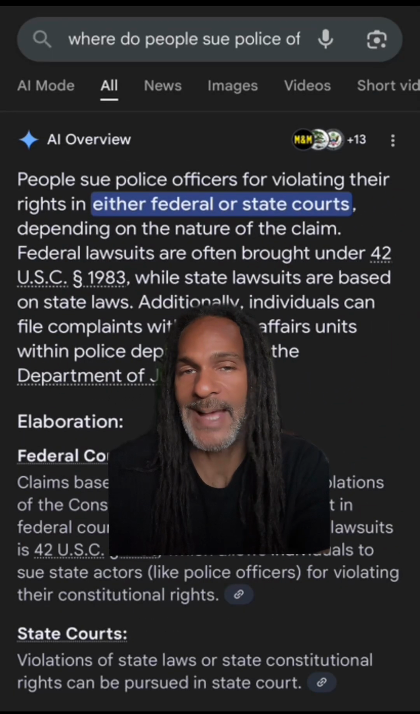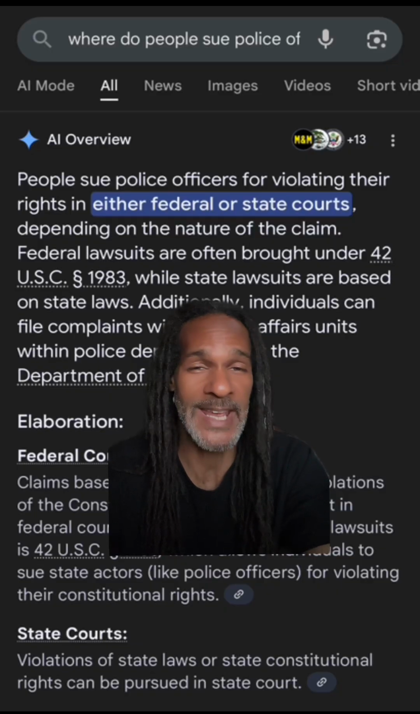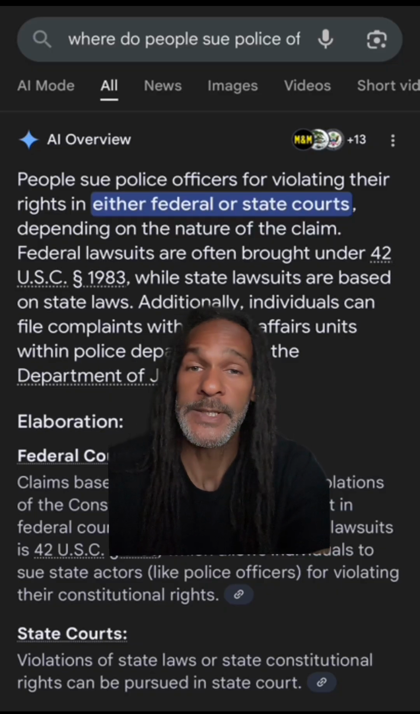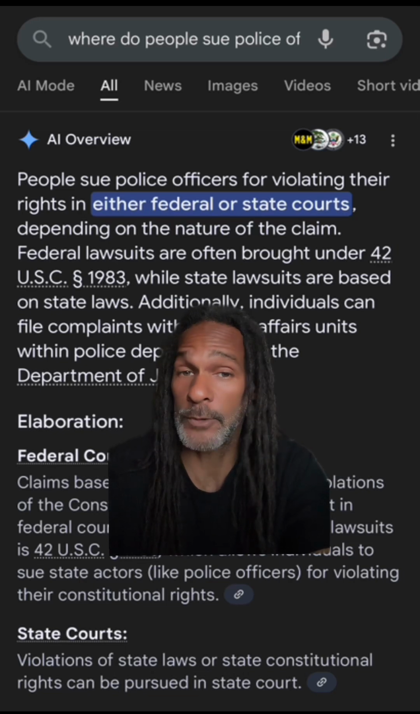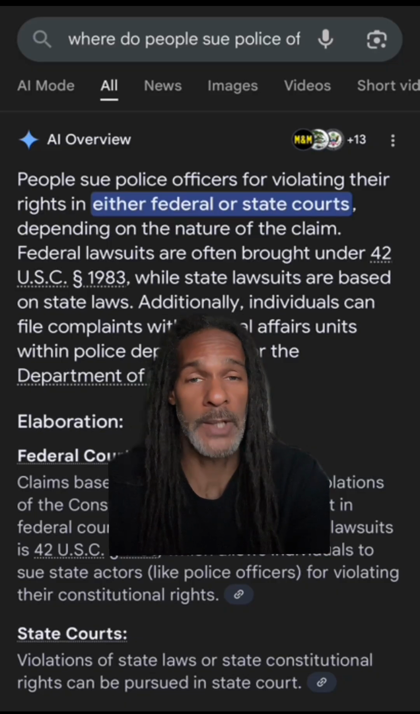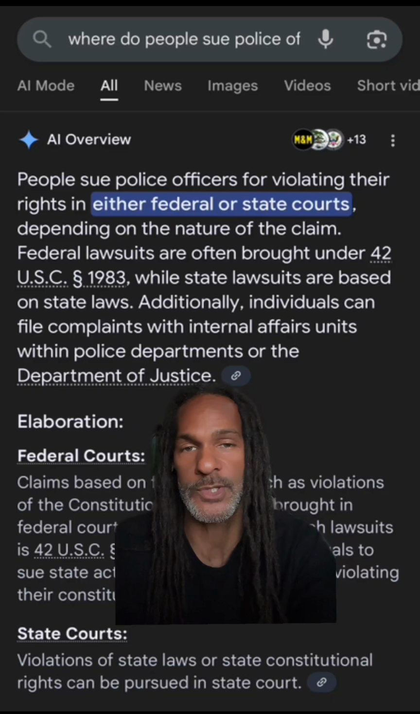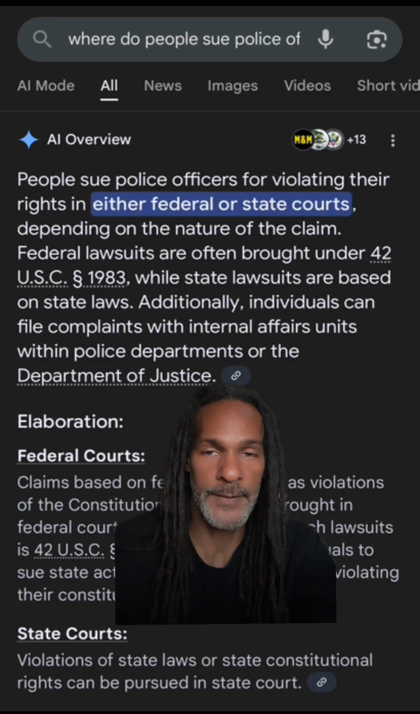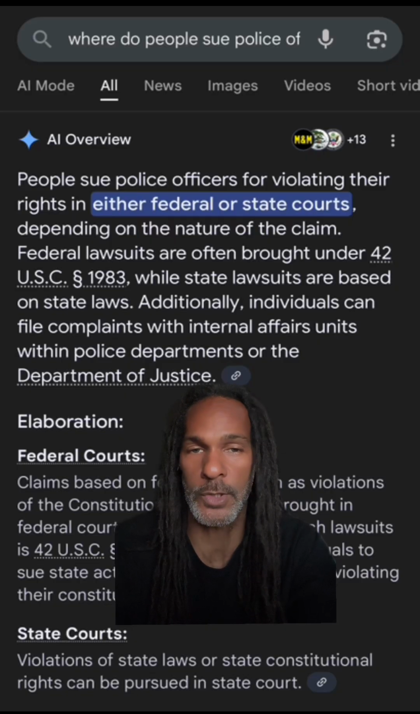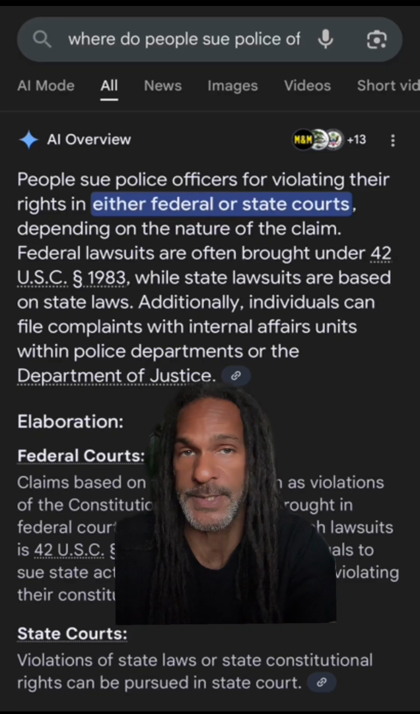So first, we gotta ask, where do people sue the police when their rights are violated? Here we go. People sue police officers for violating their rights in either federal or state courts. I say do it in both, depending on the nature of the claim. Federal lawsuits are often brought under 42 U.S.C. 1983, while state lawsuits are based on state laws. So you got to read the state constitution. Additionally, individuals can file complaints with internal affair units within police departments or the Department of Justice.